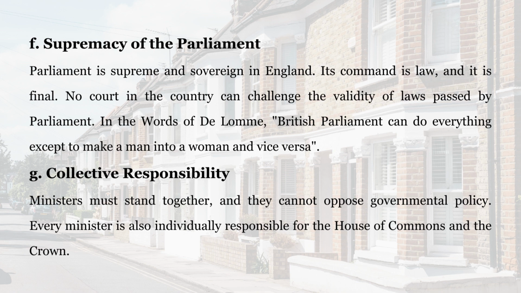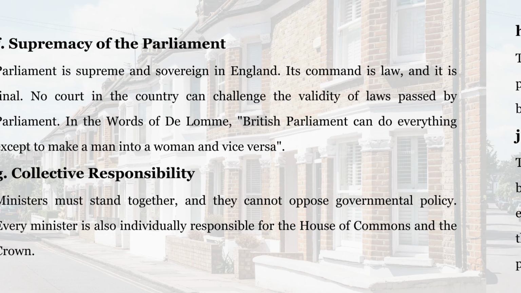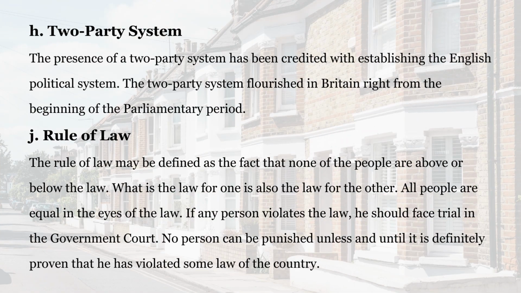G. Collective responsibility. Ministers must stand together, and they cannot oppose governmental policy. Every minister is also individually responsible for the House of Commons and the Crown. H. Two-party system. The presence of a two-party system has been credited with establishing the English political system. The two-party system flourished in Britain right from the beginning of the parliamentary period.